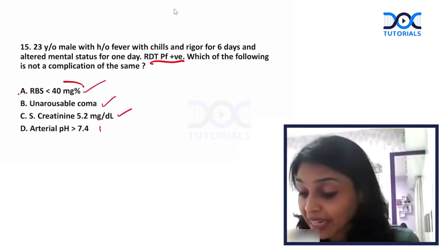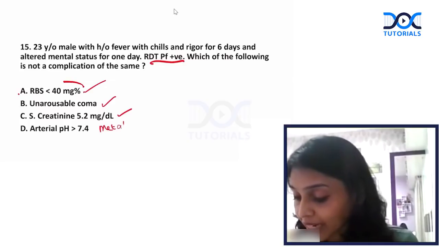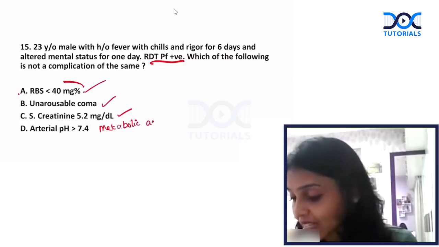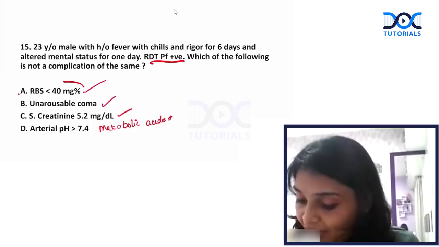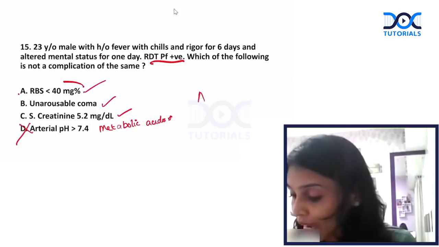We are expecting metabolic acidosis, right? It is metabolic acidosis, whereas what they have given here is alkalosis. So this we don't expect. So the answer here is D.